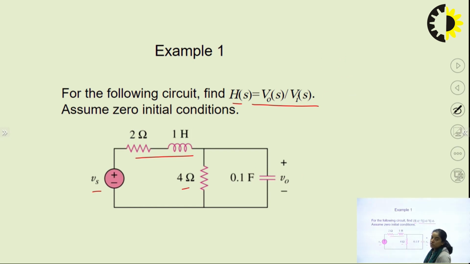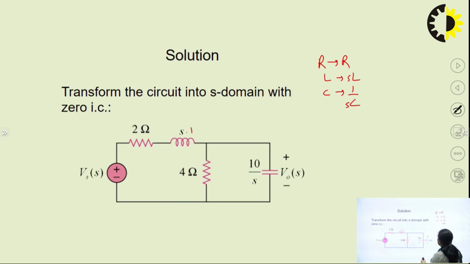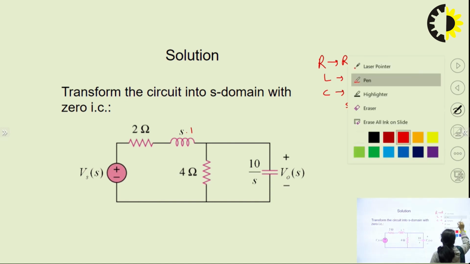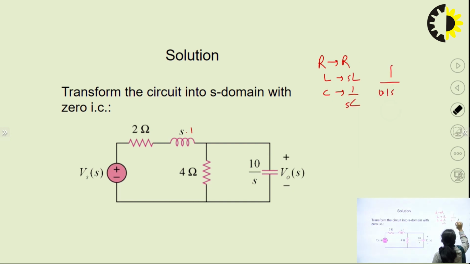What is the value of C? C is 0.1 microfarad. So, 1 by 0.1 into S. So, 1 divided by 0.1 into S, that is 10 by S. So, it is 10 by S. No, it is not capacitance here, it is the reactance. Now, we are writing the reactance directly.